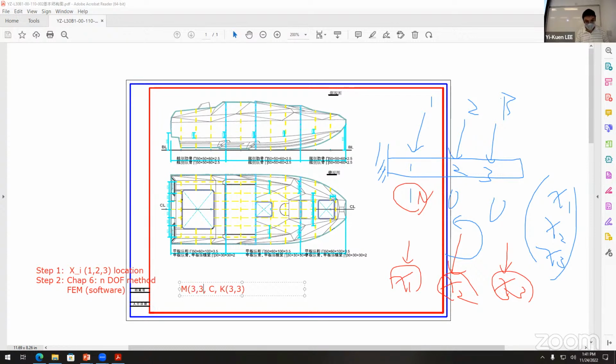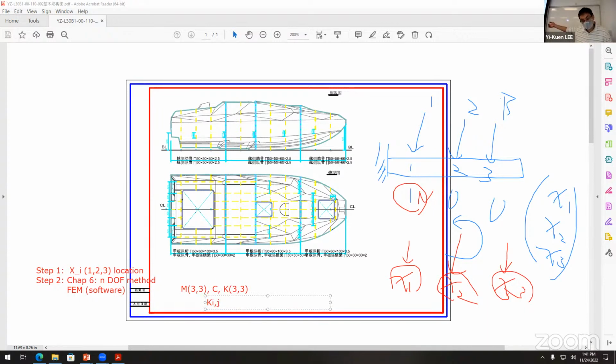So we need to use our software, maybe ANSYS or SolidWorks. Import the model and then apply some loading to determine our KIJ. What is our KIJ?